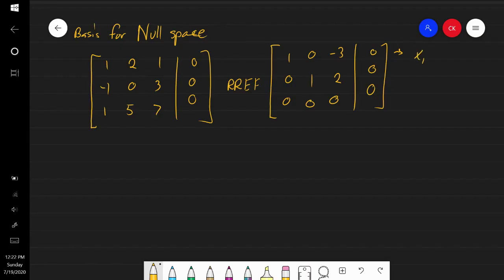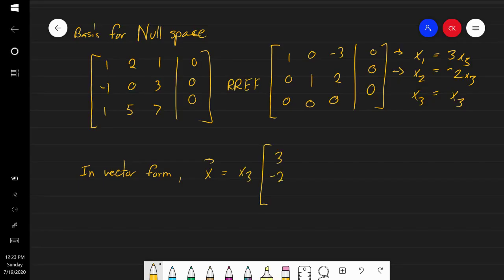Here I've got that x1 is equal to 3x3. The second row says that x2 is equal to minus 2x3. And the third one, of course, says that x3 is independent. And if we write that in vector form, it's a good thing we learned how to do that earlier. That means that x is going to come in the form x3 times the vector 3, minus 2, 1. So this is our vector that forms the basis, just that single vector.